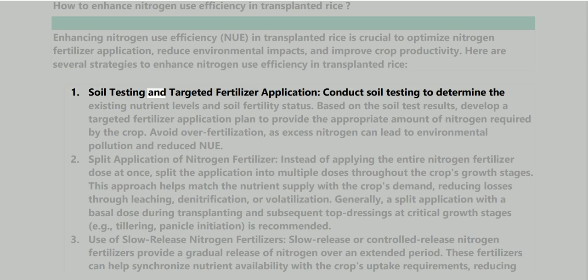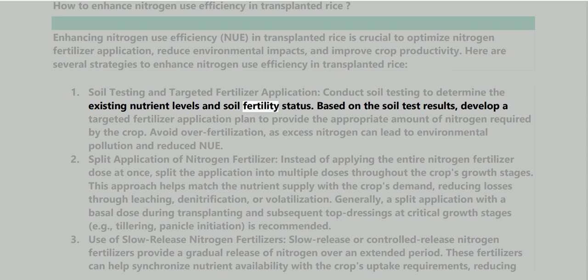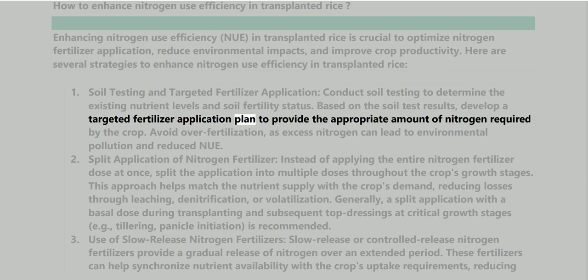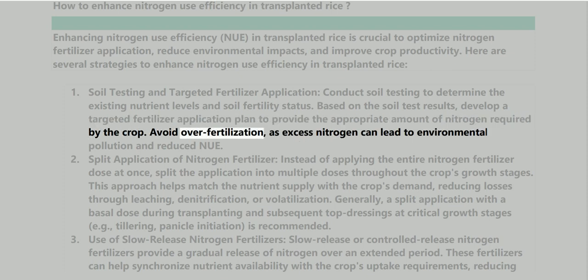1. Soil testing and targeted fertilizer application. Conduct soil testing to determine the existing nutrient levels and soil fertility status. Based on the soil test results, develop a targeted fertilizer application plan to provide the appropriate amount of nitrogen required by the crop. Avoid over-fertilization, as excess nitrogen can lead to environmental pollution and reduced NUE.